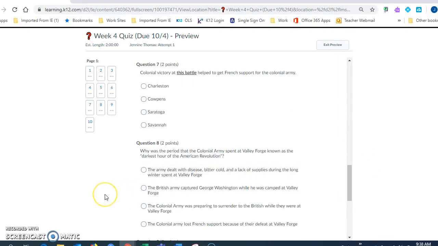Question 7. Colonial victory at this battle helped get the French support for their colonial army. Charleston, Cowpens, Saratoga, Savannah.